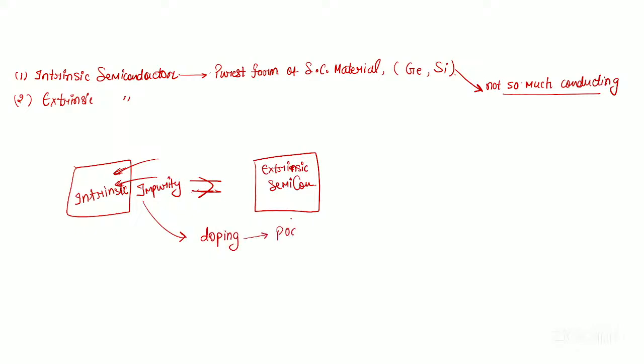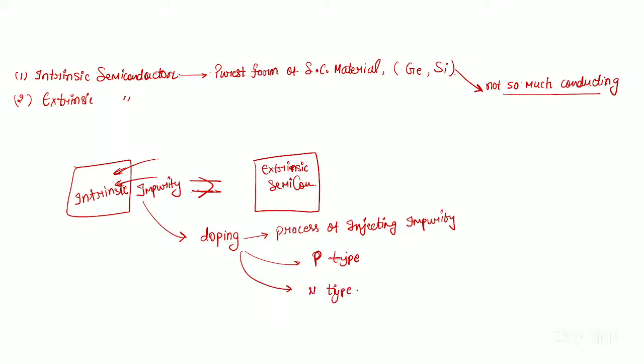Now, the process of injecting impurity is termed doping. There are two types of doping we can do. Either we can inject P type material, or N type.